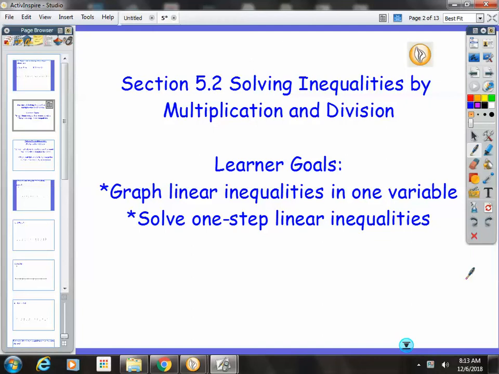Alright, this is section 5.2. We are continuing to solve inequalities, this time using multiplication and division. Like we talked about yesterday, if you can solve an equation, you can solve an inequality. Yesterday we used addition and subtraction; today, multiplication and division.